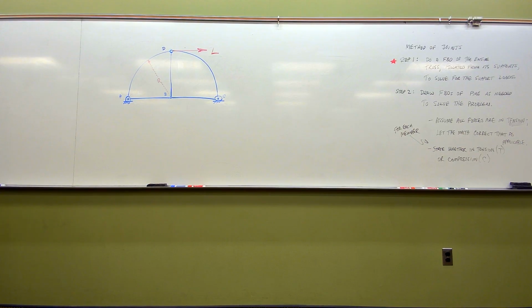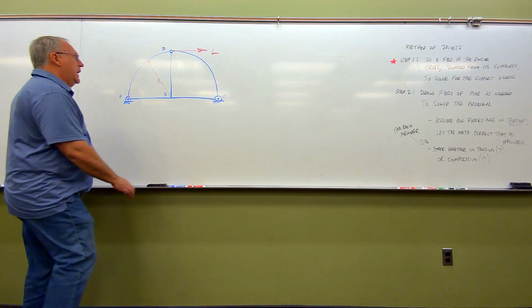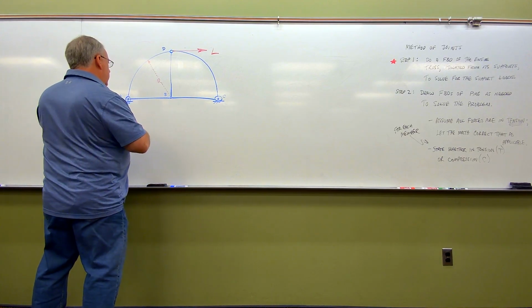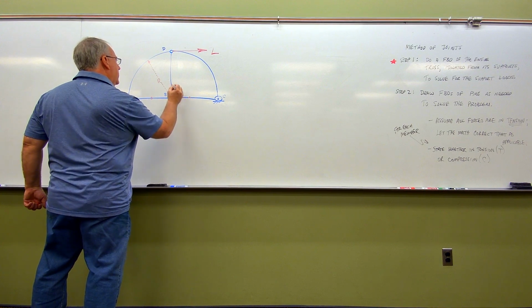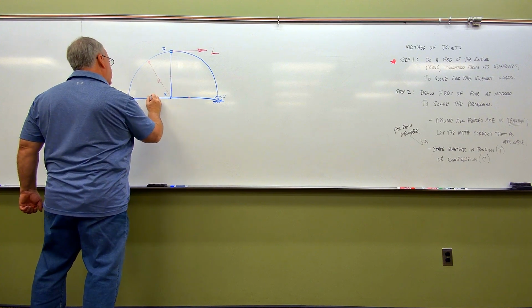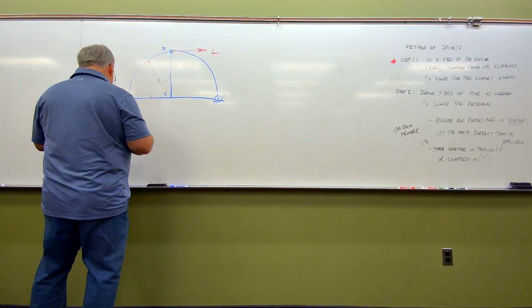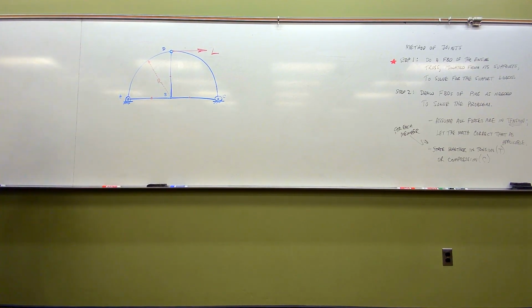So the question for us on this one is, determine the forces in members AB, BC, and BD in the loaded truss. So AB, BC, and BD. In other words, I want to know what's going on here, here, and here. And we're going to use, of course, the method of joints to do that.